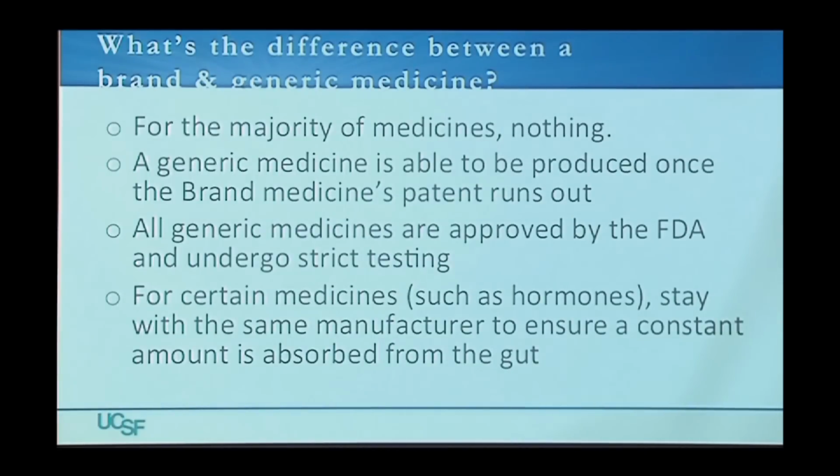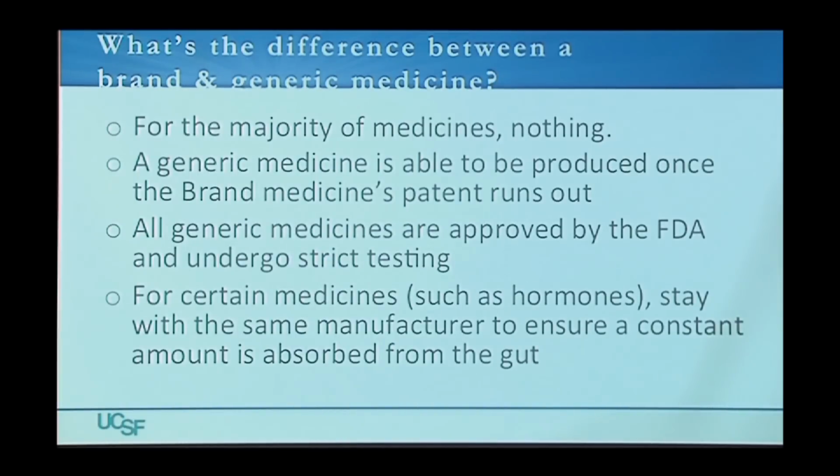So I'm going to conclude with just some general medication tips. So I'm often asked, are generic medicines really okay? What's the difference between a brand and a generic medicine? And honestly, for the majority of medicines, there's no difference. A generic medicine basically starts to get produced once a brand medicine's patent has run out. It's the same chemical, it's just made by a different company.